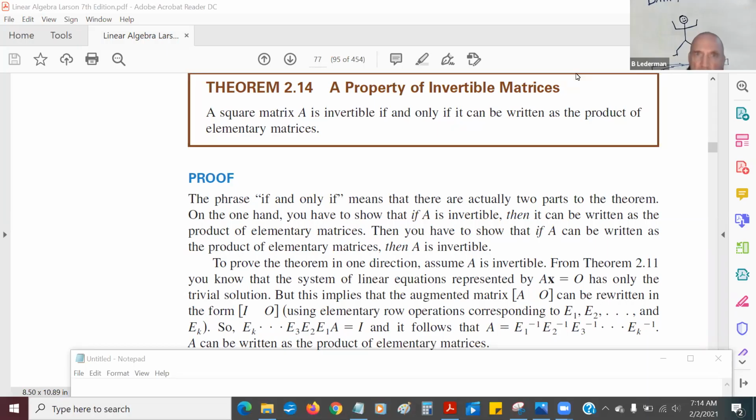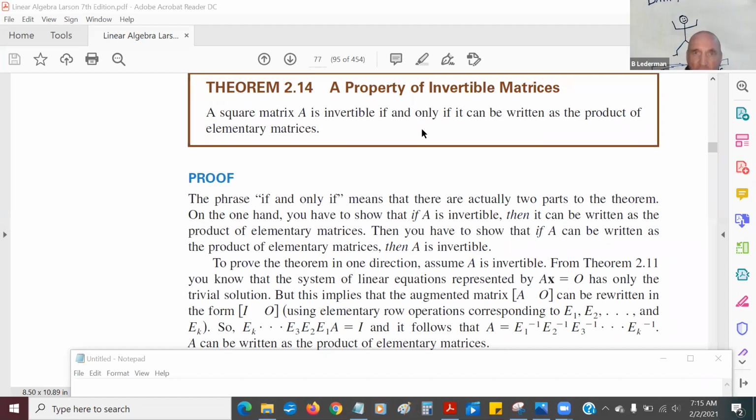Hello, everybody. We're continuing in section 2.4, and now we're up to theorem 2.14. This is a property of invertible matrices. A square matrix is invertible if and only if it can be written as a product of elementary matrices. Now, we've actually established a lot of what we need to prove this, so the proof should be relatively not so bad. But I want to just clarify if and only if.